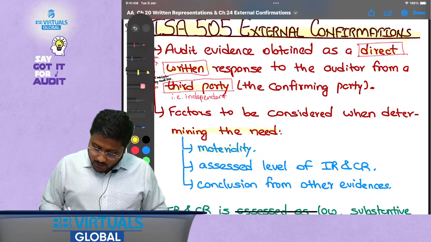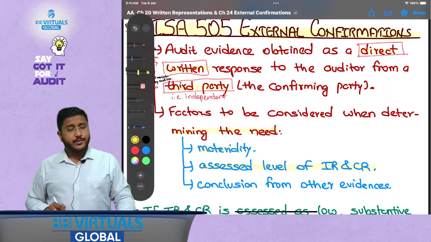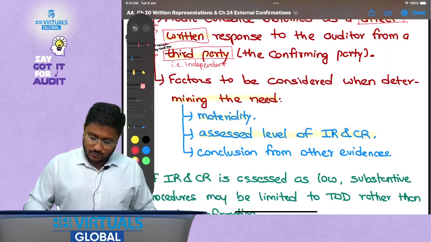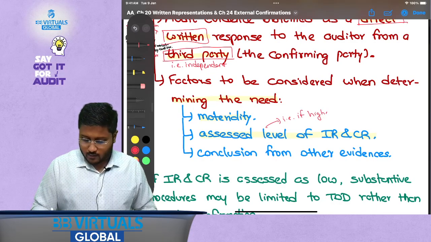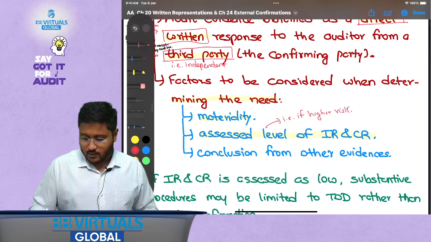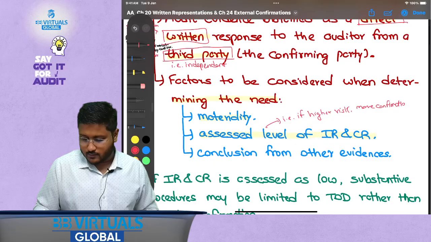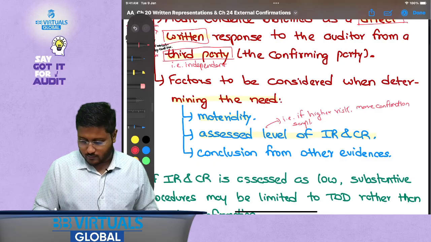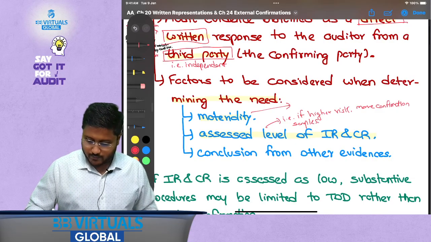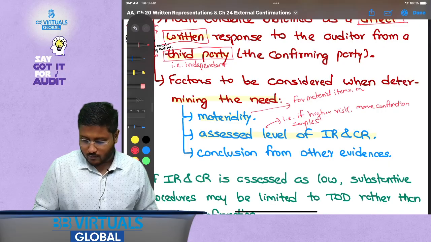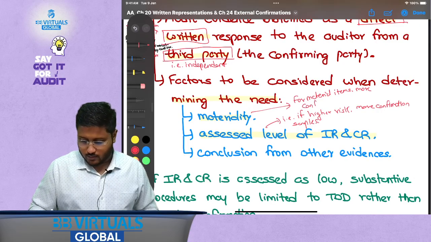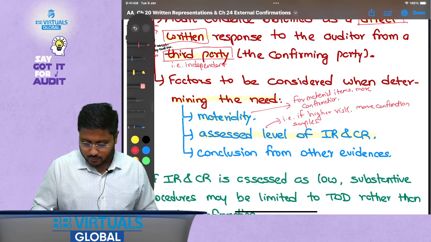So materiality, assessed level of IR and CR, that is if higher risk then more confirmation, otherwise no. If higher risk, more confirmation letters, more confirmation samples. Materiality: for material items, more confirmation. I hope this is clear.